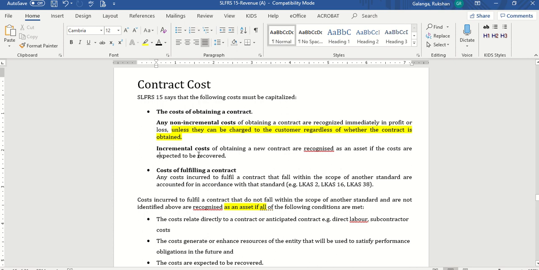If there's any incremental cost of obtaining the new contract, it is recognized as an asset if the cost is expected to be recovered. If there's any incremental cost, that also you can recognize as an asset. The second category, it says cost of fulfilling the contract.